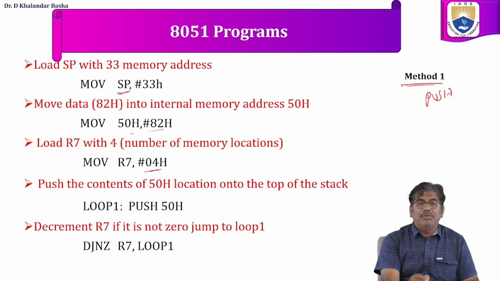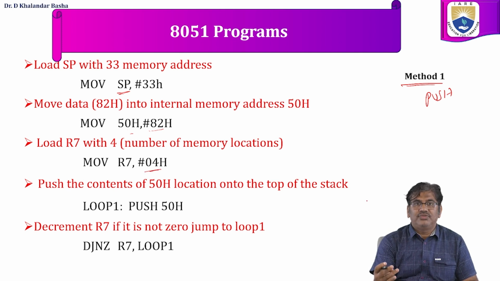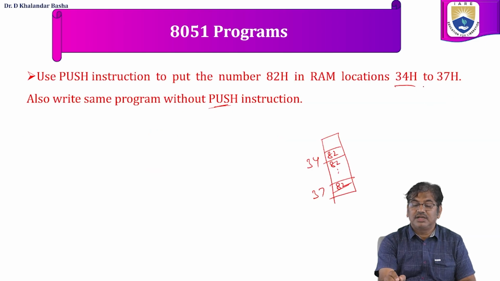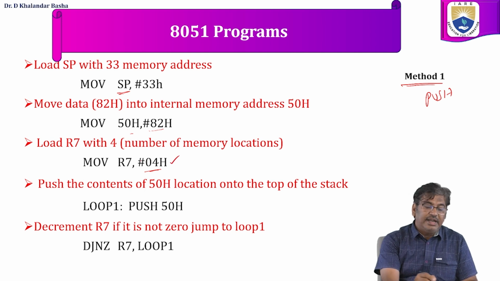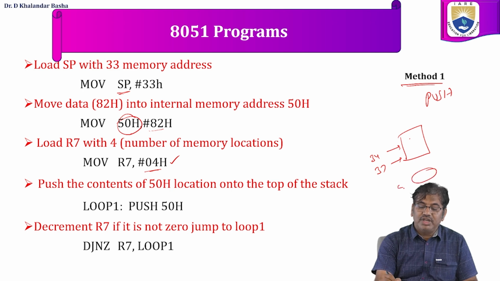Next, how many memory locations are we accessing? 34, 35, 36, 37. So in total 4 memory locations we are accessing, 34H to 37H. That count we are going to load into R7. The data which is in the 50H location, that we are going to load into 34H to 37H. The contents of the 50H location we have to load here.